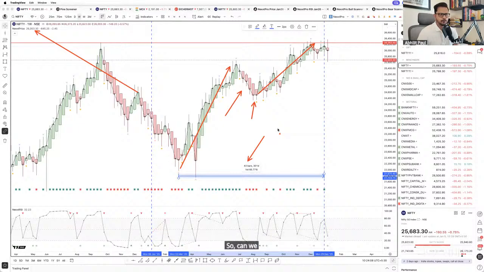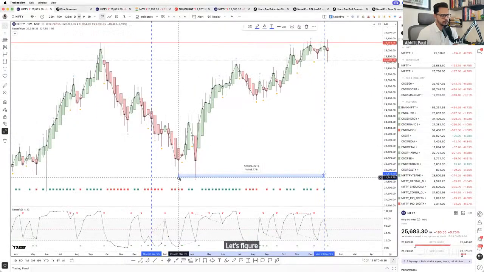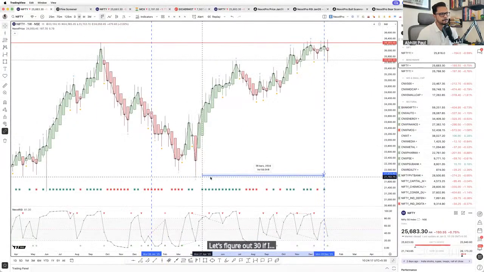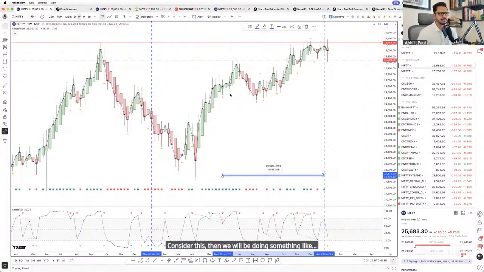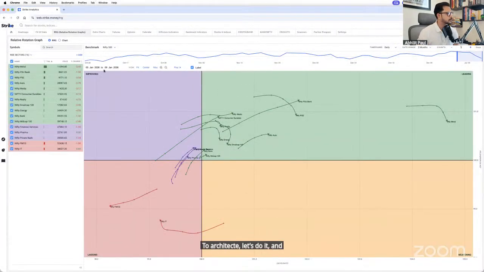So can we drop 43 bars on the strike? No, the max we can draw is 30, which is fair enough. Let's figure out 30. If I consider this, then we will be doing something like this. This is also completely all right. During this period, a 30 bar analysis will give us a lot of tail and we will get some historical perspective. तो करके देखते हैं. Let's do it and let's see how it looks.